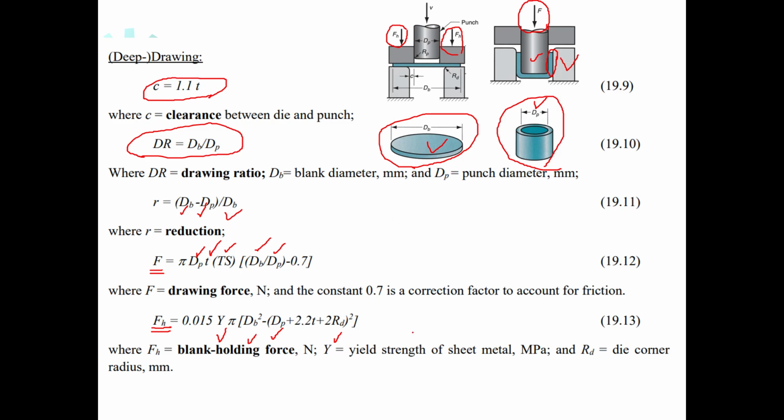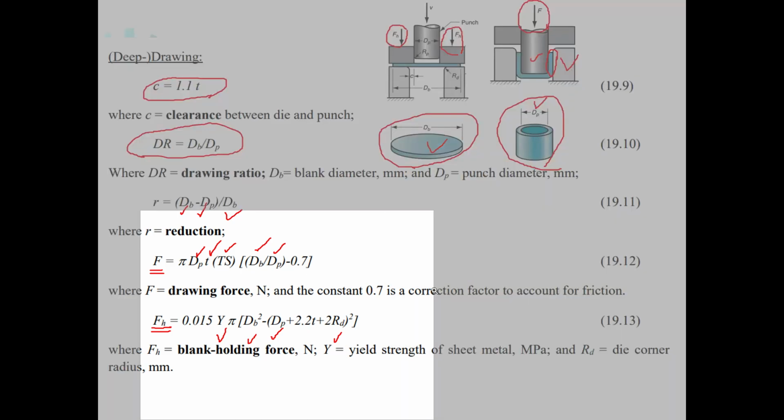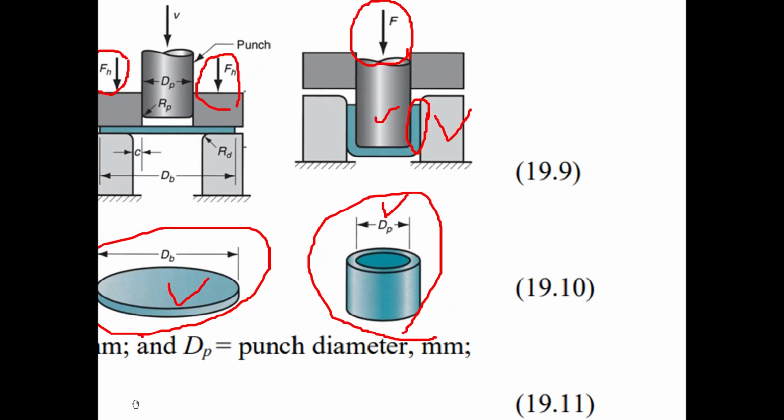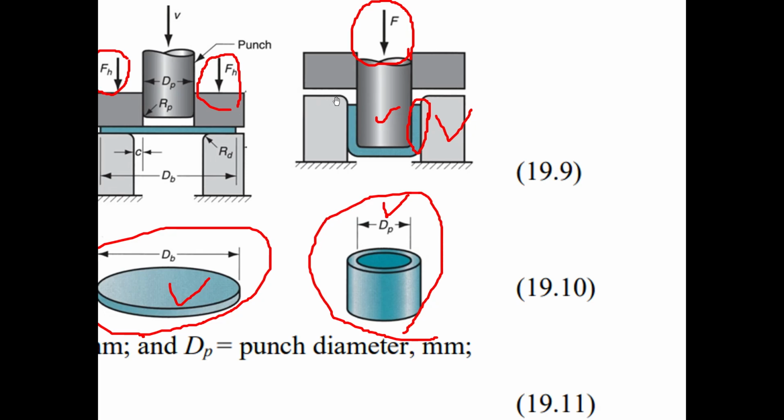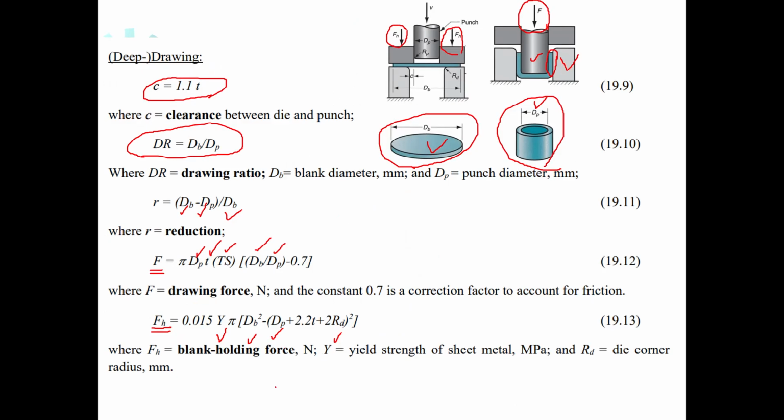If we take a close look at this figure here, we can see that the die is not sharp. There is a radius here which is applied because we don't want to cut the material, we just want to push it into the die opening, so we make it round. This radius is of importance when we are doing the computation of blank holding force, and the radius of the die is sitting here in this equation.